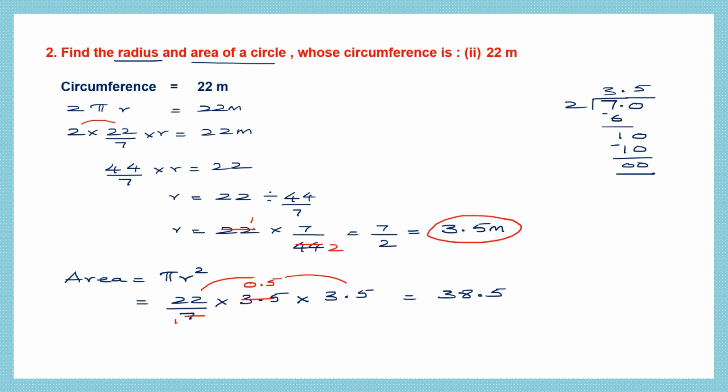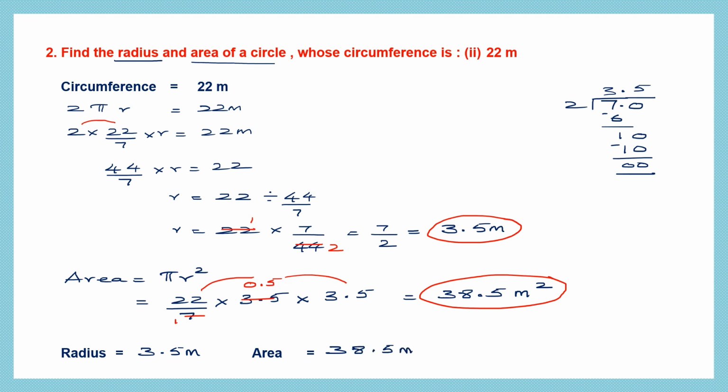And what have we found? We have found the area. Because we have found the area, this is going to be 38.5 meter square. So we have found our area also. So we have found the radius and we have found the area. So let's write it, 3.5 meters and the area 38.5 meter square. So both the answers we have found.